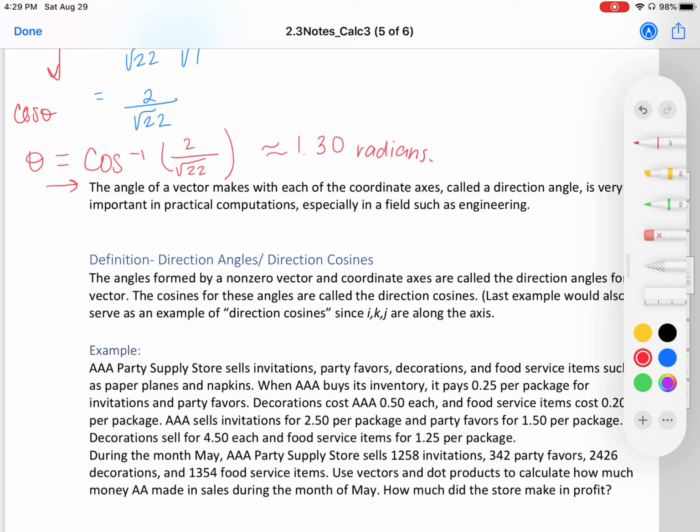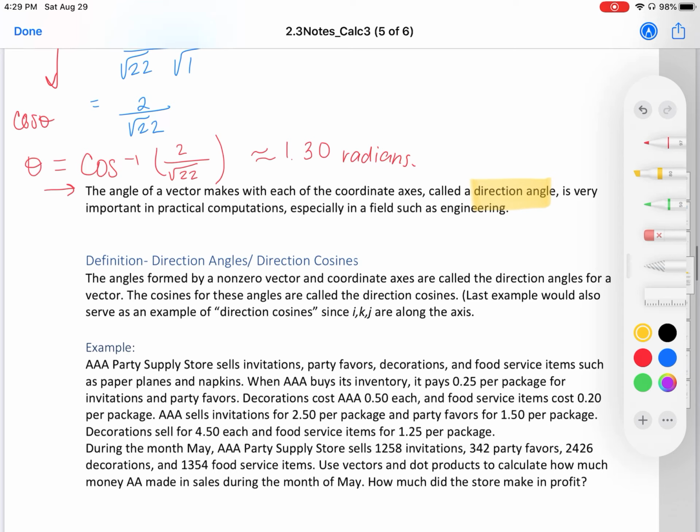The angle of a vector with each of the coordinate axes is called a direction angle. It's very important, practical in computations, and is essential in a field such as engineering.